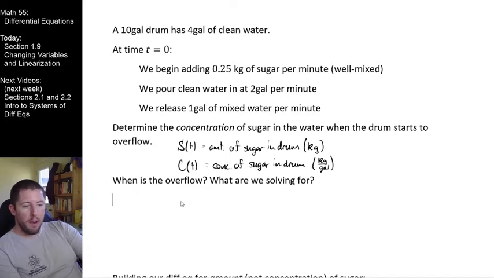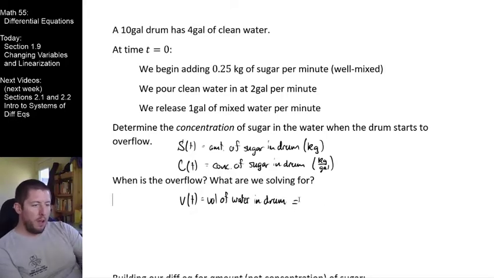We can define some other variables like the volume of water in the tank. Keep on saying tank instead of drum, whatever. Same thing. So, well, what is this? Well, what is the volume going to be over time? It starts at 4. And then what happens?